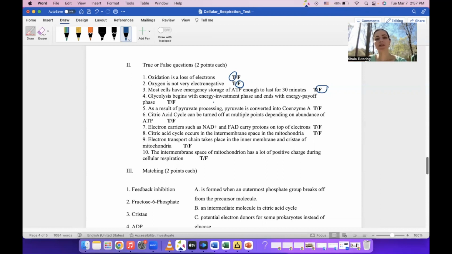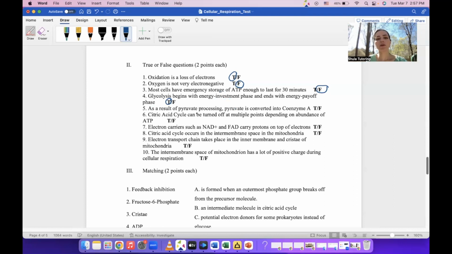Glycolysis begins with energy investment phase and ends with energy payoff phase. That's true. At the beginning of glycolysis, we use up 2 molecules of ATP, and then during energy payoff phase, we generate 4 molecules of ATP. So we end up with net gain of 2 molecules of ATP.